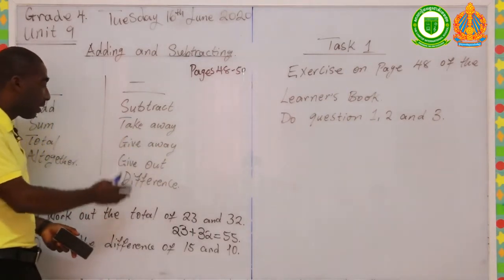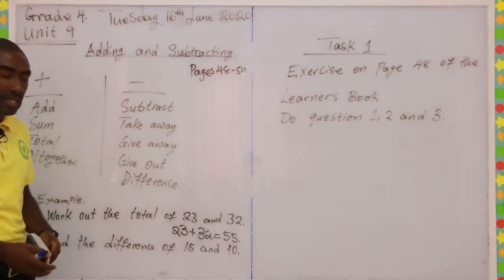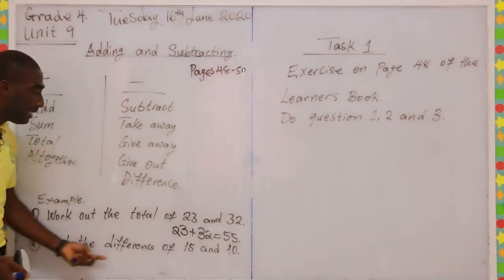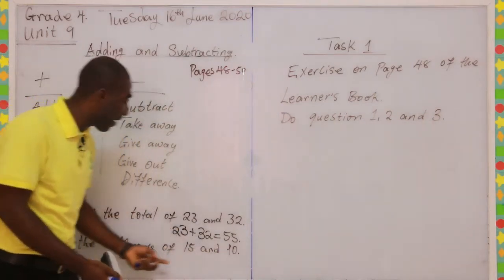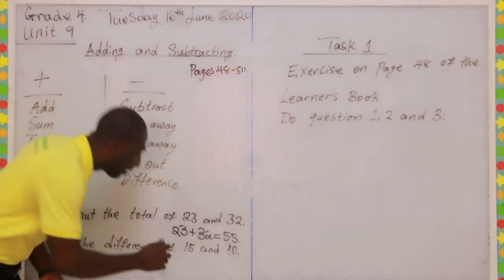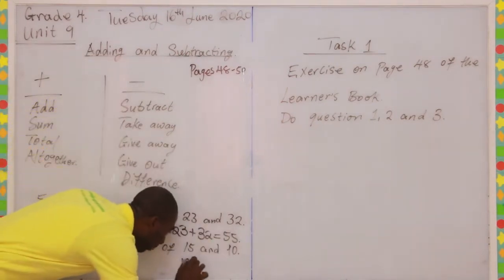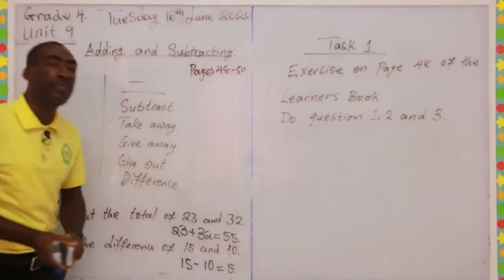So let's see how we can put these words in statements to find answers. Find the difference of 15 and 10. So we are finding the difference between 15 and 10. So that becomes 15 minus 10. That gives us 5.